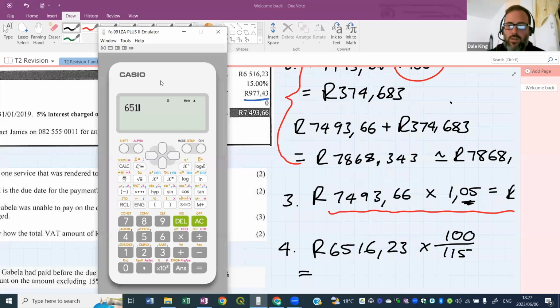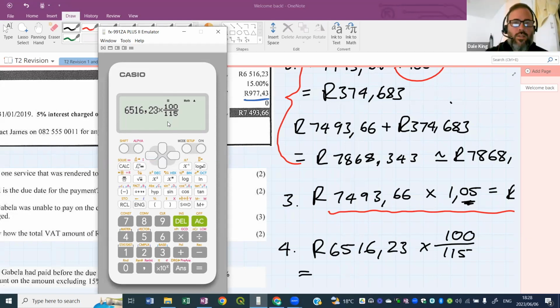So 6516.23 multiplied by 100 over 115. Oh, I must have done something wrong. I'm getting a huge number here. Oh, it's taking it off. Bonang, this calculation is taking the 977 off. You see that? So our 6516 has dropped to 5666. I think you're talking about when we want to work out what was the value before that. You could use something like this. So I think what you could do is swap around.